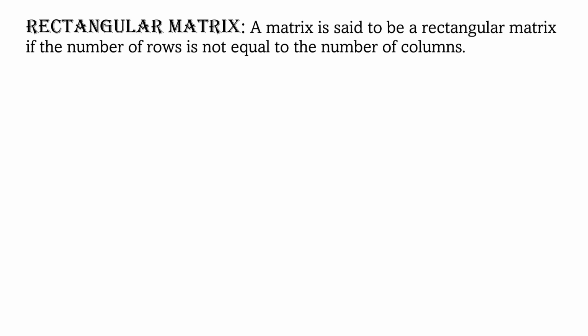Next, rectangular matrix. A matrix is said to be rectangular when the rows are not equal to columns. For example, see how many rows? 1, 2, 3, 4. 4 rows in this matrix and columns 1, 2, 3. So this is the rectangular matrix where M is not equal to N.